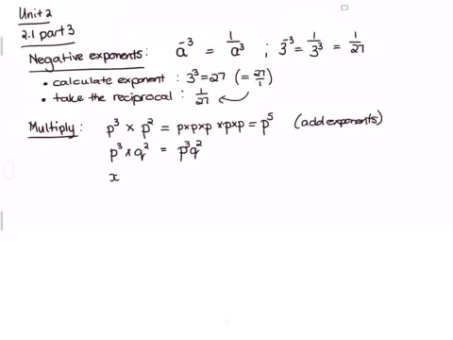Let's do one more example. X times x to the negative 2. So remember, x is really x to the 1. I like to actually write that 1 in there. So now, if you add them, you're adding 1 plus negative 2, so it's x to the negative 1. Oh, how can I write that? 1 over x.